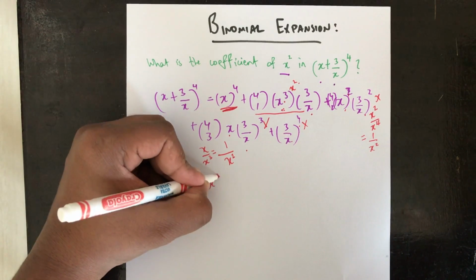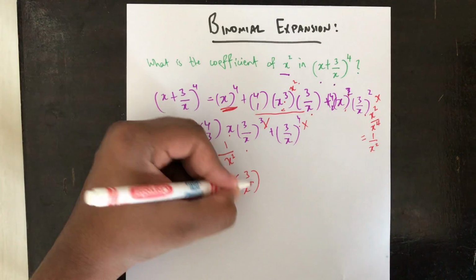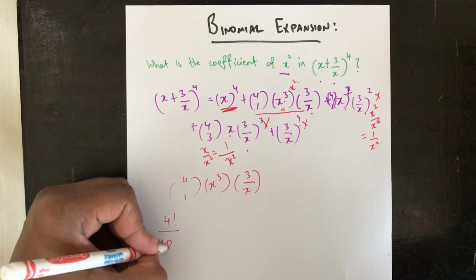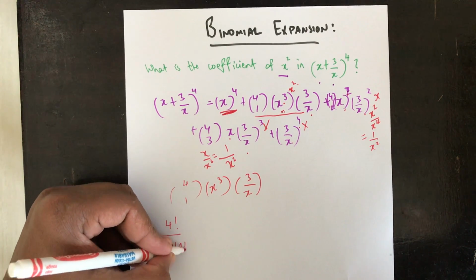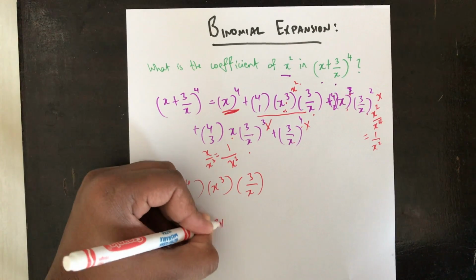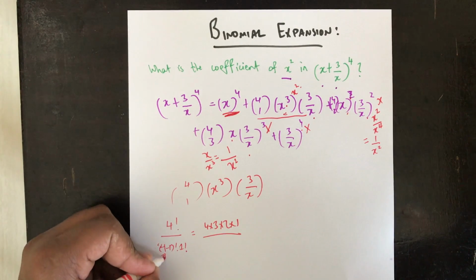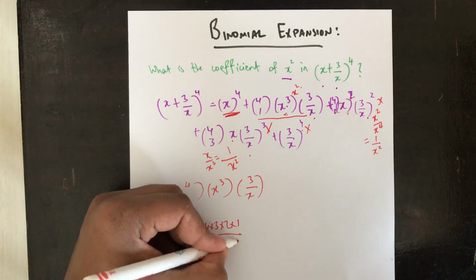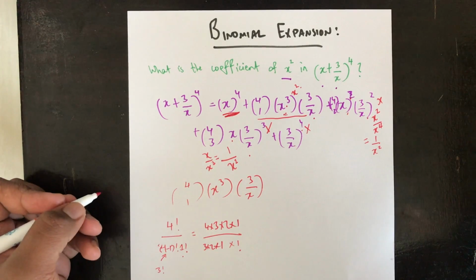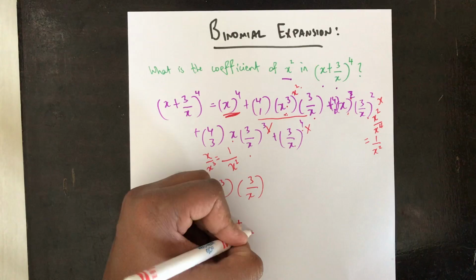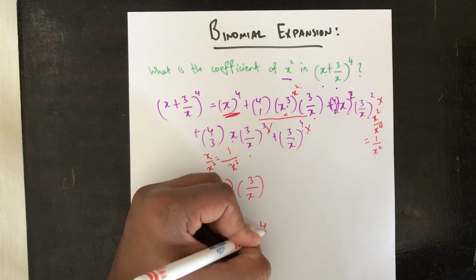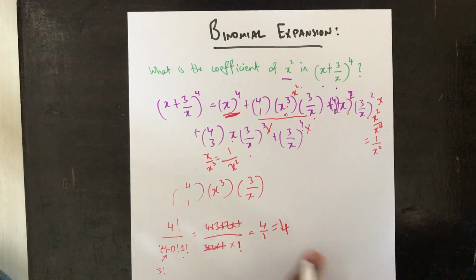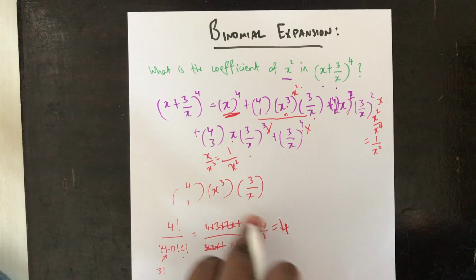4 choose 1 into x cubed into 3 over x. What is 4 choose 1? It is 4 factorial over (4 minus 1) factorial times 1 factorial. This is 4 times 3 times 2 times 1 divided by 3 factorial, which is 3 times 2 times 1, because 1 factorial is 1. This goes with that, so it's 4 divided by 1, which is 4. So 4 choose 1 is 4.